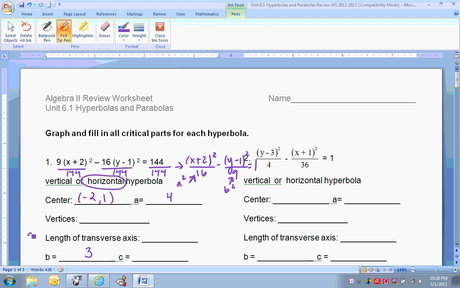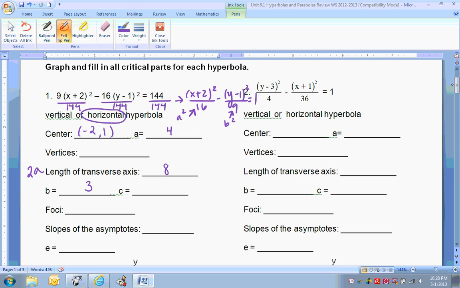Now the length of my transverse axis is always 2 times a. So that'd be 2 times 4, which is 8. And in order to find c, c squared equals a squared plus b squared. So c squared equals 16 plus 9. So c squared equals 25, which means that c is equal to 5.